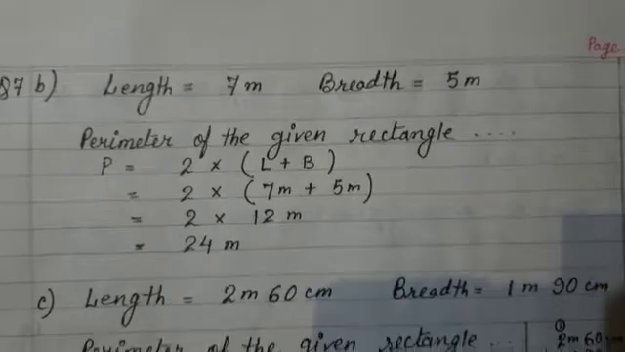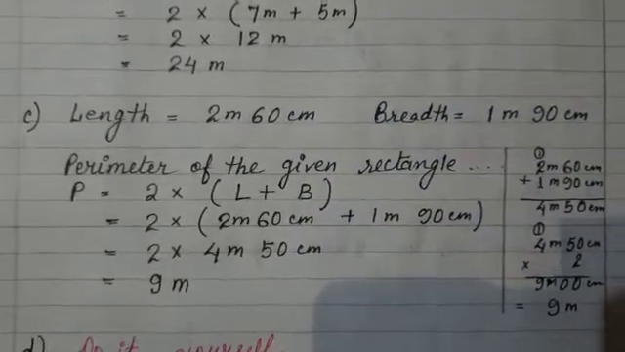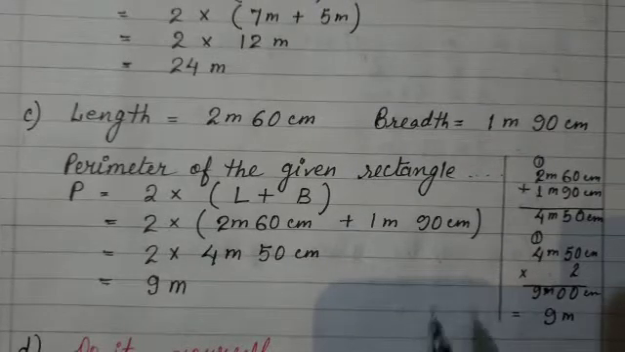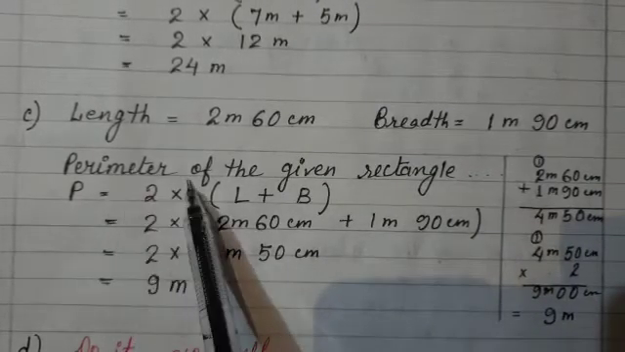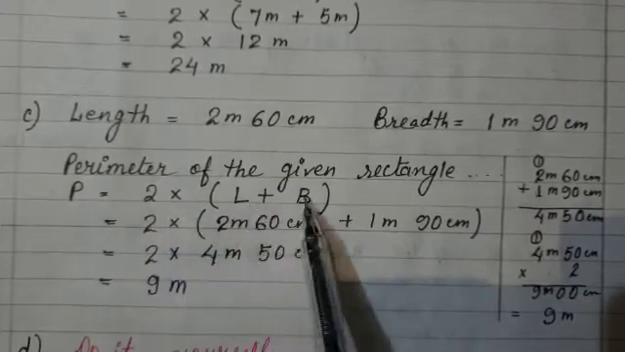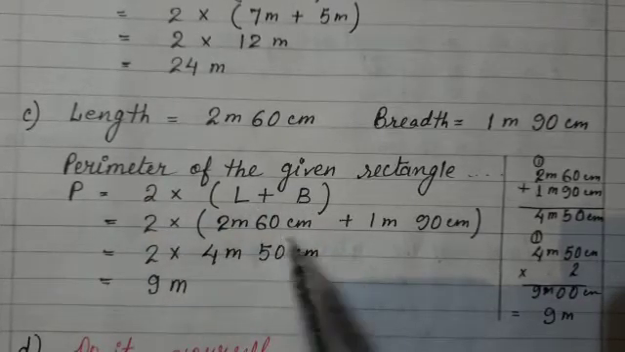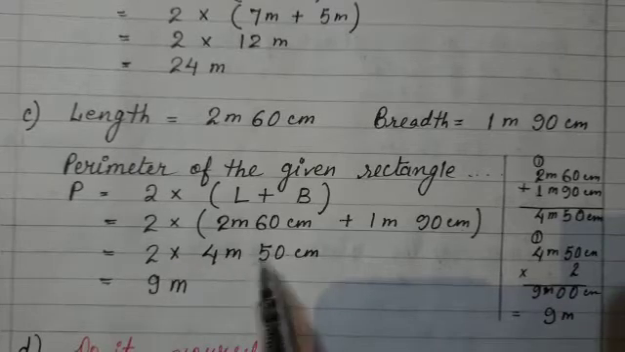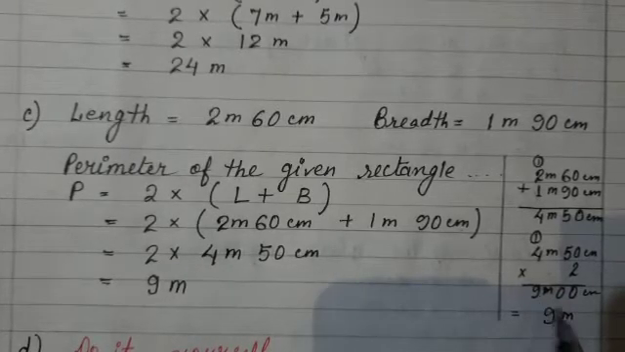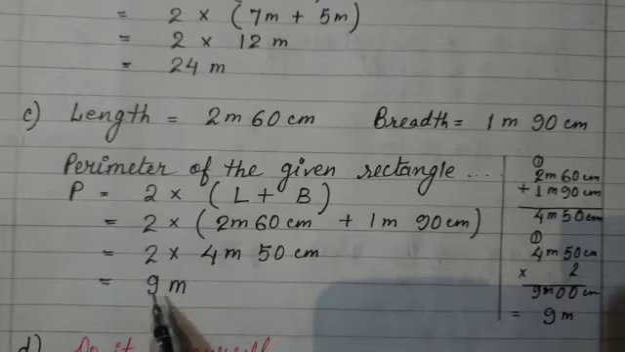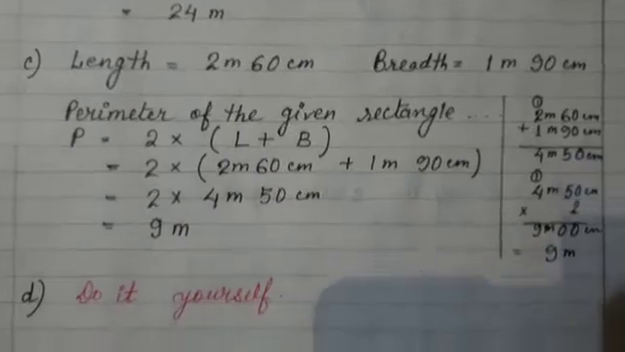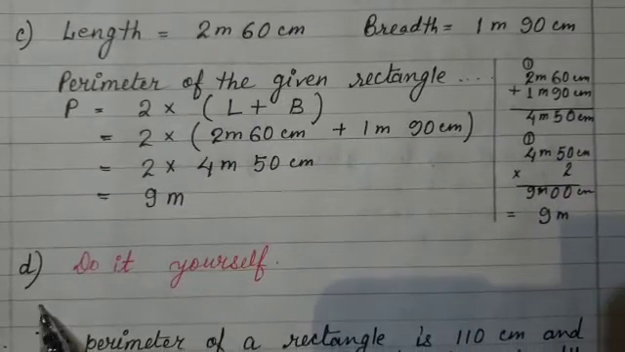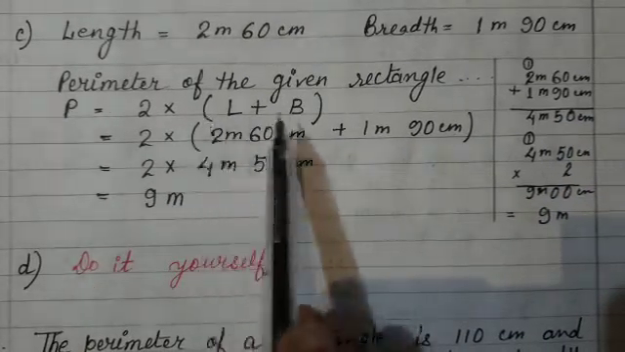Look at example number C. Length 2 meter 60 centimeter and breadth 1 meter 90 centimeter. Therefore, perimeter is equal to 2 into (L plus B), which is 2 into (2 meter 60 centimeter plus 1 meter 90 centimeter). Here the sum is 4 meter 50 centimeter. Therefore, 2 into 4 meter 50 centimeter, finally we are getting 9 meter. Hence the perimeter is equal to 9 meter. In this way, you have to find the perimeter of rectangle number D by using this formula.